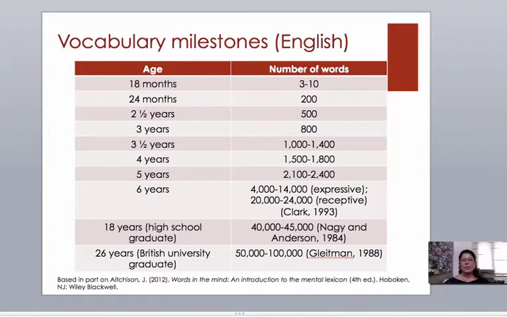Kids who get through high school, this is a figure for British kids, will have around 40,000 words. And if they go through university, they can have between 50 and 100,000 words. And those are actually used words. We know there are almost twice as many, around 200,000 words, actually used by an average college graduate.